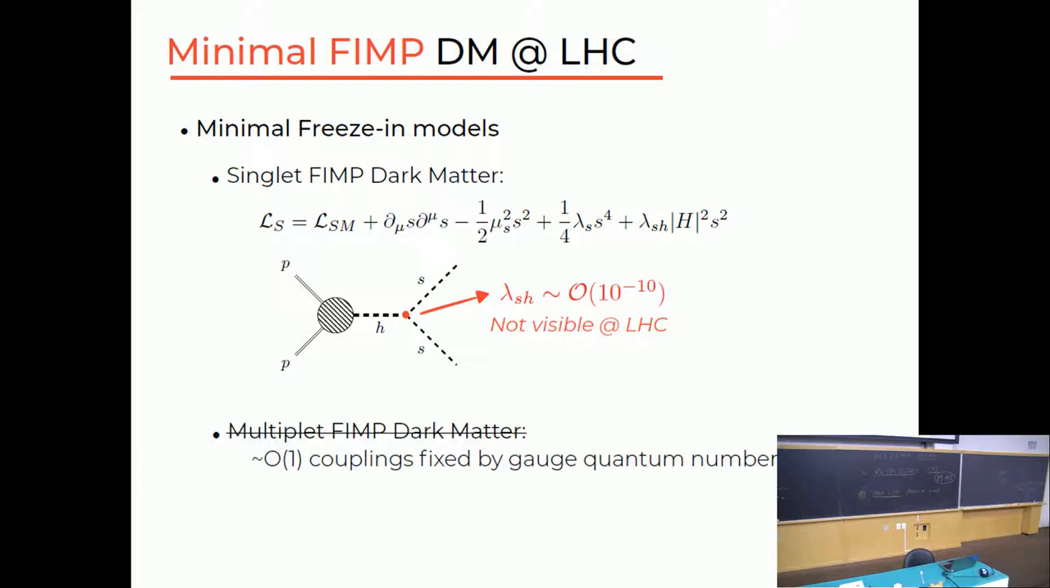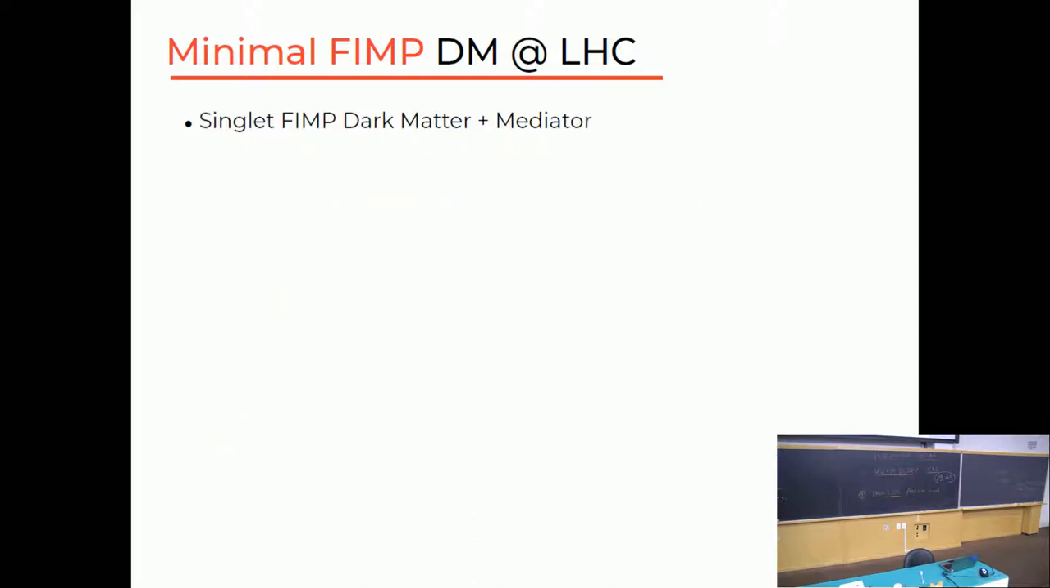The next minimal thing could be, OK, what if my dark matter is not a singlet, it's a multiplet? But if it's a multiplet, then we cannot have such tiny couplings, right? The quantum numbers will automatically give you some gauge couplings. So it's very hard to have a multiplet thing. So typically, we're restricted to singlet dark matter. The next step, OK, I'll get singlet dark matter, and I'll add a mediator, a BSM mediator.